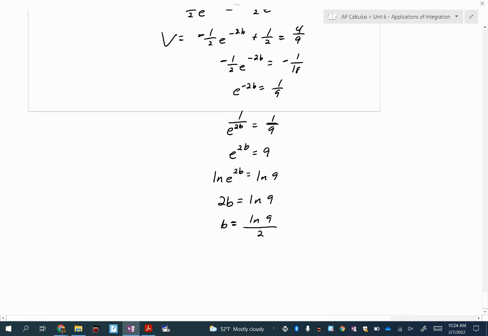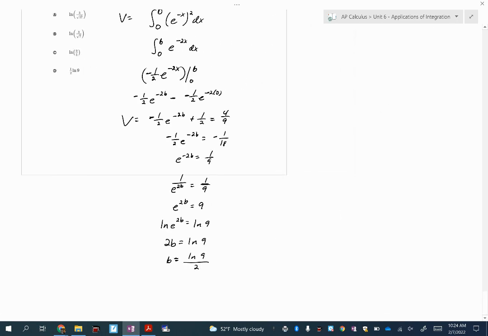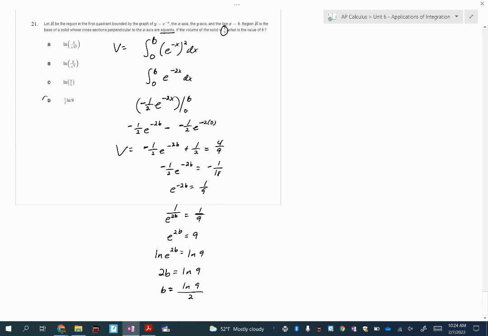Now, if you look at your answer choices, you don't actually see that, but there's only one that would make sense with this, which is 1/2 times the natural log of 9. So 21 is D.